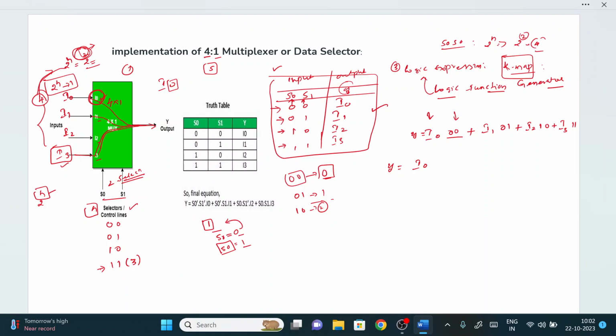So 0 means what do we have to write? S naught bar. Again 0 means we need to write S1 bar. So for the next one, I1 into this value, which is S naught bar, and this is 1, which means S1. Plus I2 into 1, 0: 1 means normal variable, that is S naught, and 0 means S1 bar. Plus I3 into 1, 1: both normal variables, S naught, S1. So this is the logic expression.